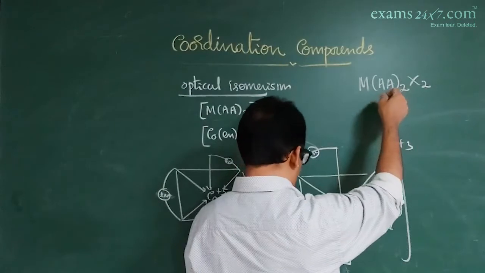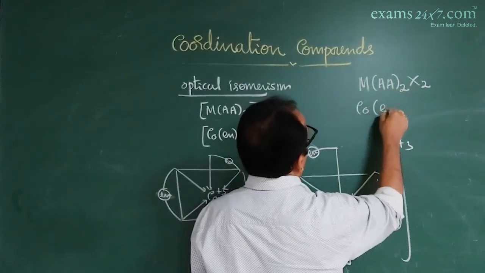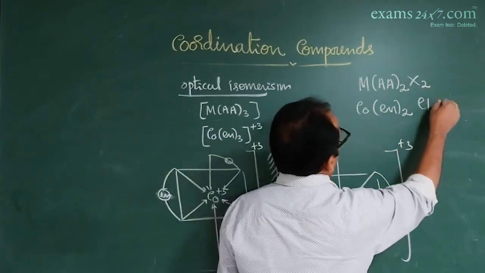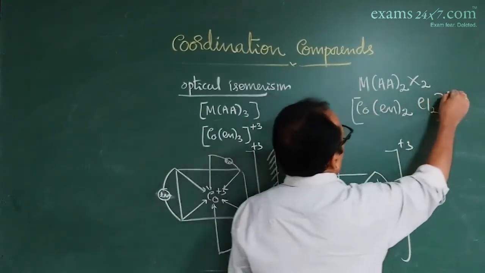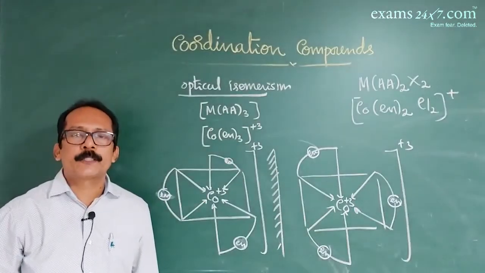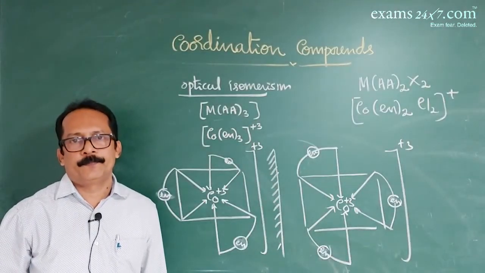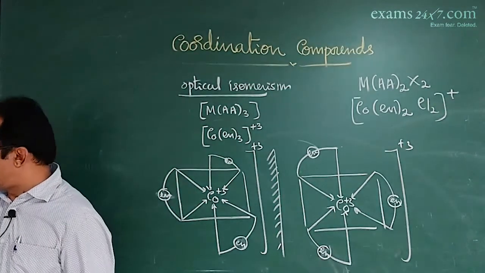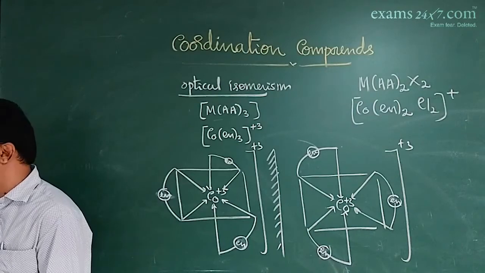Example for this formula: [Co(en)2Cl2]+. So this compound also exhibits optical isomerism. Now, next we'll move on to VBT, valence bond theory.